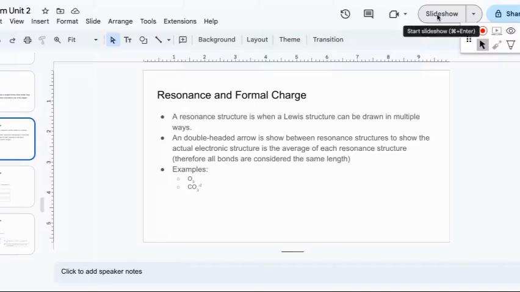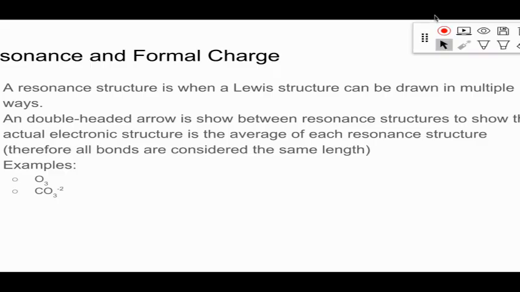In the last lesson, we learned how to draw a Lewis structure. And we have to start with a Lewis structure for all of these next few lessons. You have to be able to draw the Lewis structure to be able to do the rest of what we're about to do. So a resonance structure is when a Lewis structure can be drawn in multiple ways.